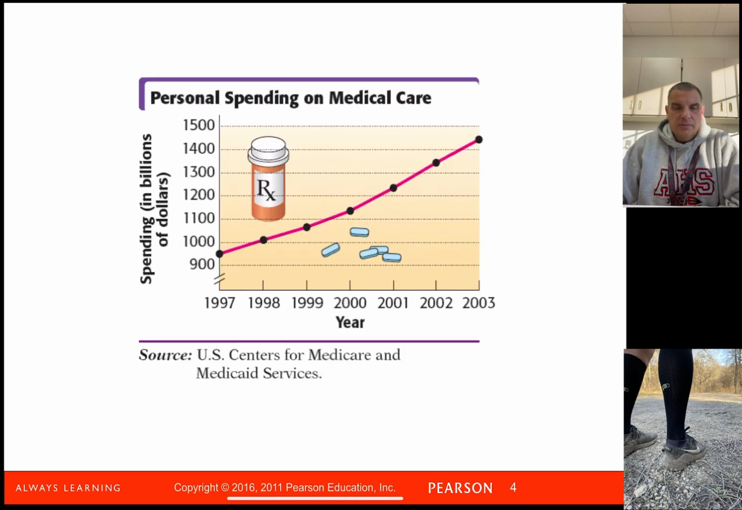First off, interpreting a line graph. Here's an example of a line graph, and you can see that this line graph is going up from left to right. If you look at the side, it's personal spending on medical care, spending in billions of dollars, and then the year on top. As the years go along, the graph goes up and up. So more money is spent on medical care each year.